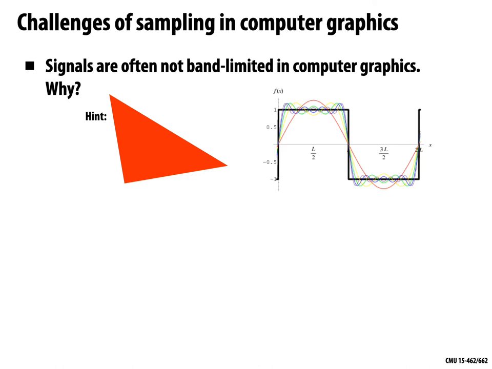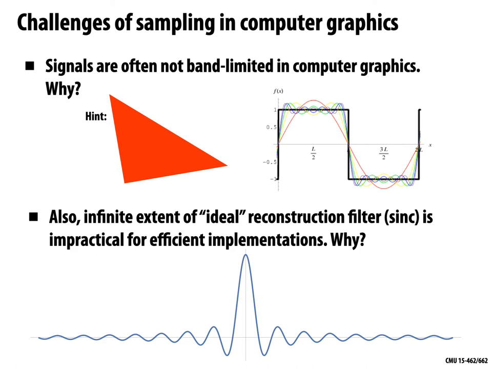The other problem has to do with reconstruction. Because this sinc filter has infinite support, it goes on forever, it makes it really hard to efficiently reconstruct an image using this filter. Why is that the case? Think about what I have to do for every sample in my image. If I have n samples in my image, then I'm making a contribution to all other n samples or pixels. And so this is an order n squared algorithm just to draw the image on the screen. Super expensive.